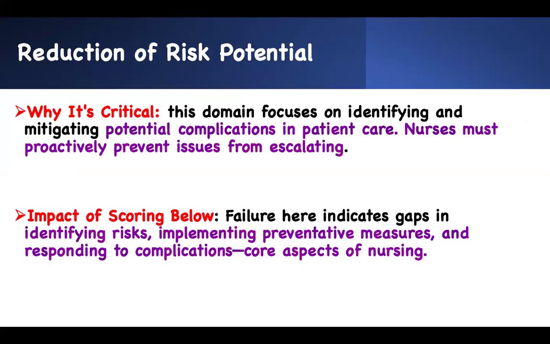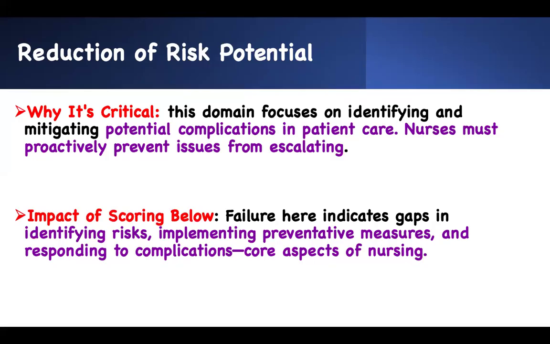Of course, my favorite, the domain focused on identifying and mitigating potential complications. That is why we take care of a patient. We want to identify it and mitigate. Look at it. Even safety and infection control is all based on this reduction of risks, right? If somebody has TB and you know how to take care of them, they come in, you know what room you're supposed to put them in, you know what precautions you need to take when they're going for a CT scan: reduction of risk potential.